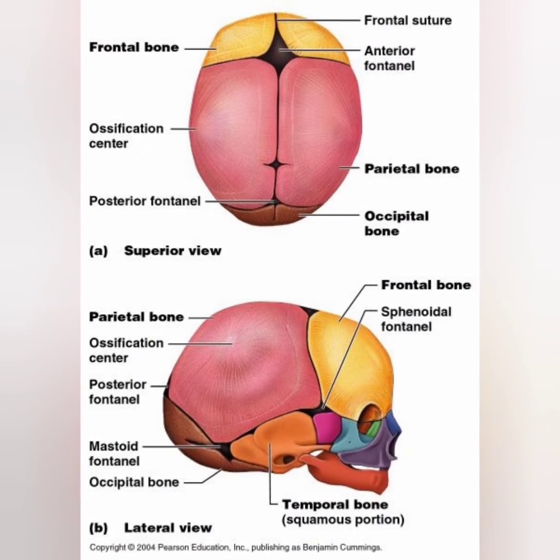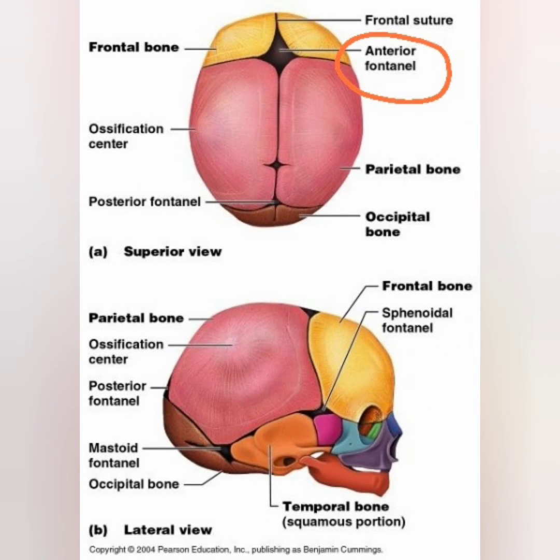Moving on to the fetal skull, there are 4 fontanelles in a developing fetal skull. Anterior fontanelle, posterior fontanelle, sphenoid fontanelle and mastoid fontanelle. The anterior fontanelle is a diamond-shaped membrane-filled space between the frontal and 2 parietal bones. It closes around 8 months after birth, after which it will be known as bregma.